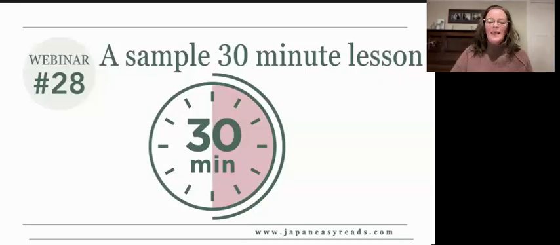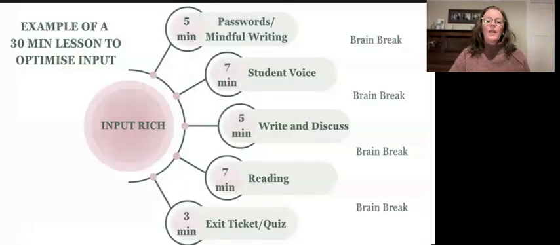your students. So it's one example of a way that you can structure your lessons, but this way I feel that this is a way to really optimize the input that you can give your students orally and also with a real focus on reading and literacy. So we start with the password or mindful writing, then a student voice activity, followed by write and discuss, a reading, and then an exit ticket or quiz.